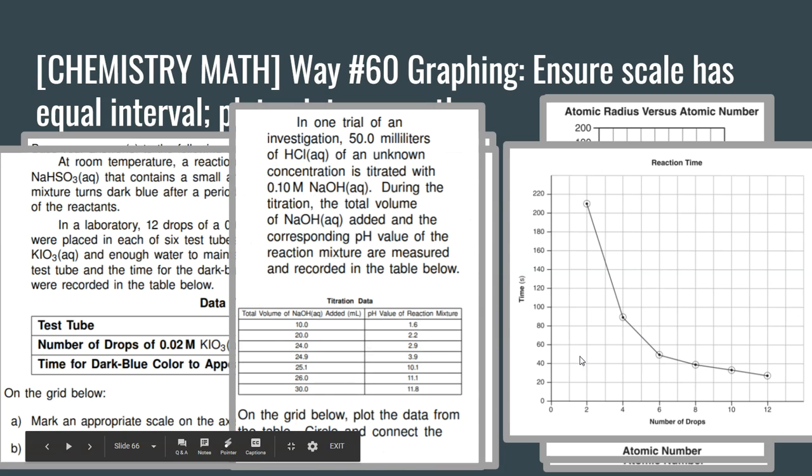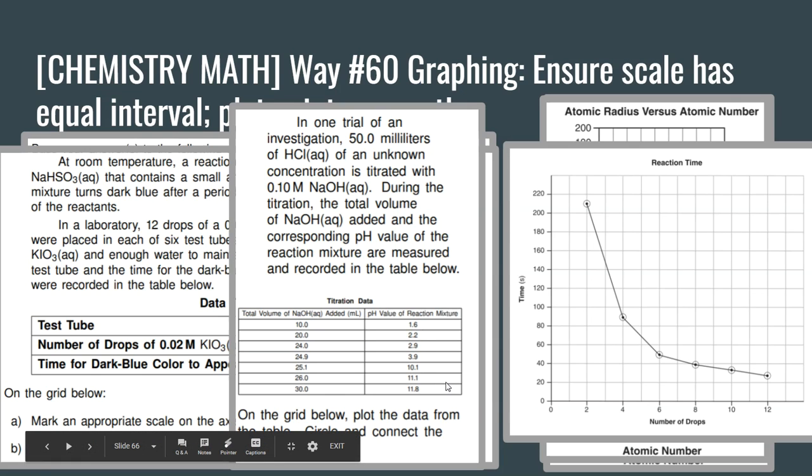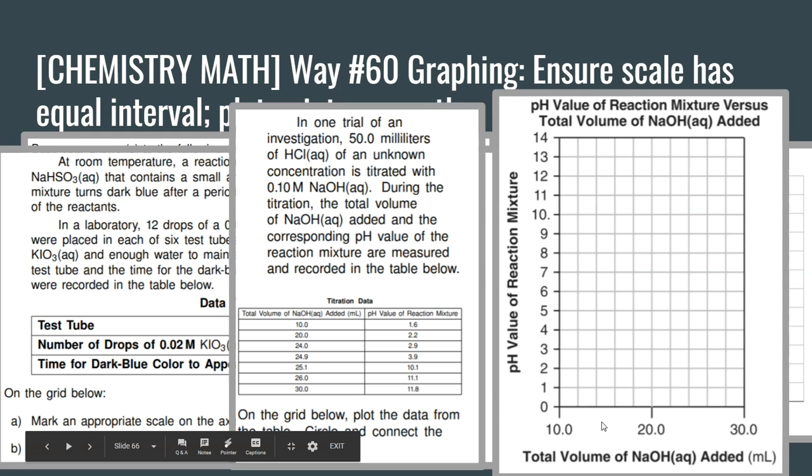Next question. In one trial of an investigation, 50 milliliters of HCl aqueous of an unknown concentration is titrated with 0.10 molar sodium hydroxide aqueous. During the titration, the total volume of sodium hydroxide added and the corresponding pH value of the reaction mixture are measured and recorded in the table below. So this tells you how much sodium hydroxide you're adding, milliliters at a time, and the corresponding pH value of the reaction mixture. On the grid below, plot the data from the table, circle and connect the data points. So for this table, it tells you on the x-axis the total volume of NaOH added, and it even gives you the scale for the y-axis. So at this point, all you really have to do is plot the points.